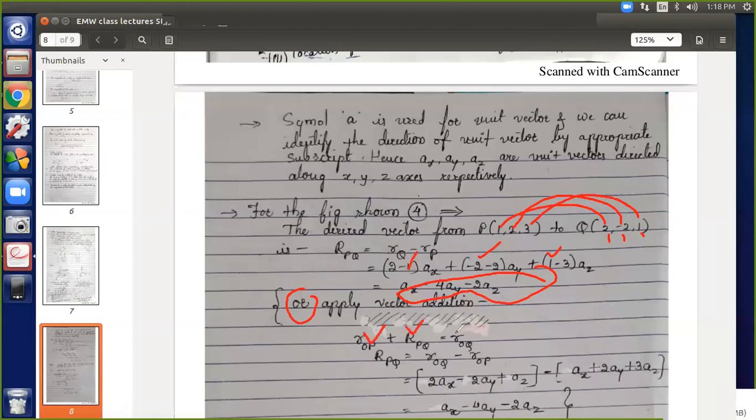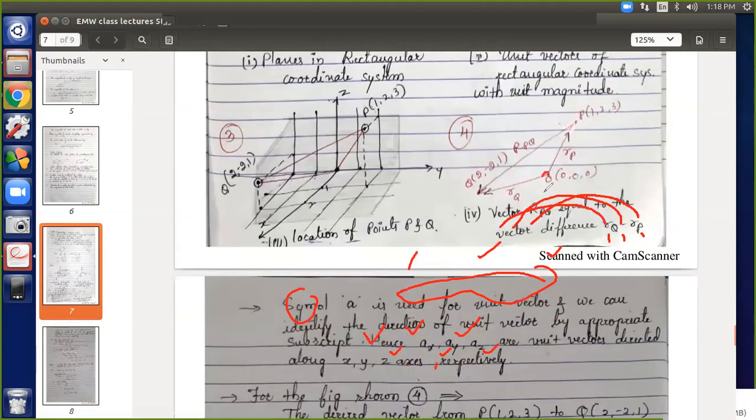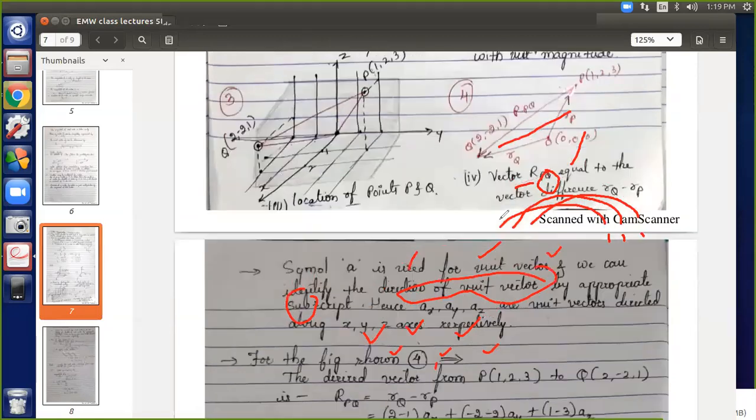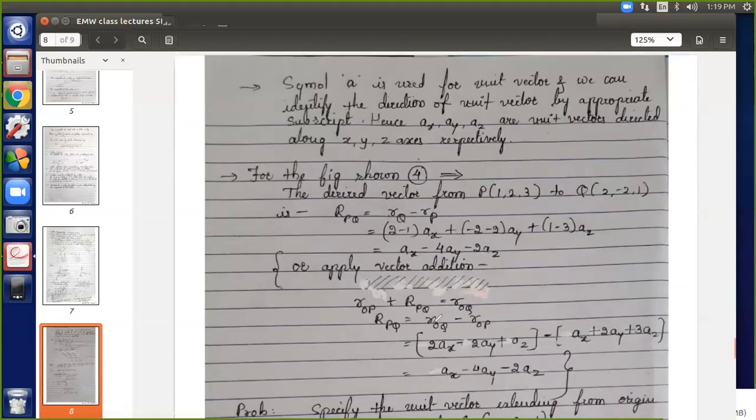1 plus 2 is equal to 3, or 2 is equal to 3 minus 1. Or O, what is O? O is the distance from the origin. See here, O is the distance from the origin. This line distance is OP, this line distance is OQ, this line distance is PQ. That is mentioned here. See here, the suffixes are mentioning those lines.